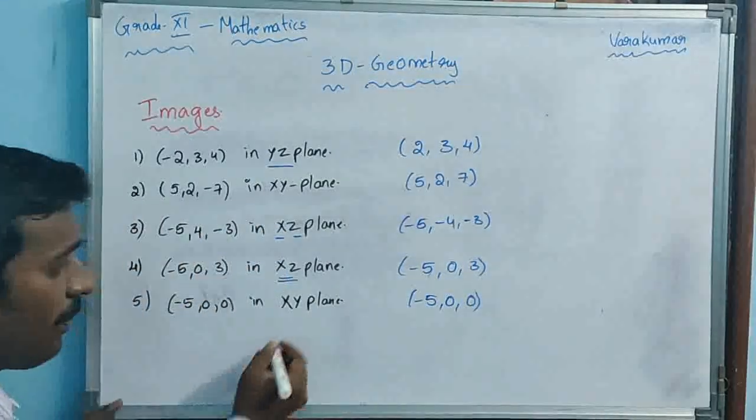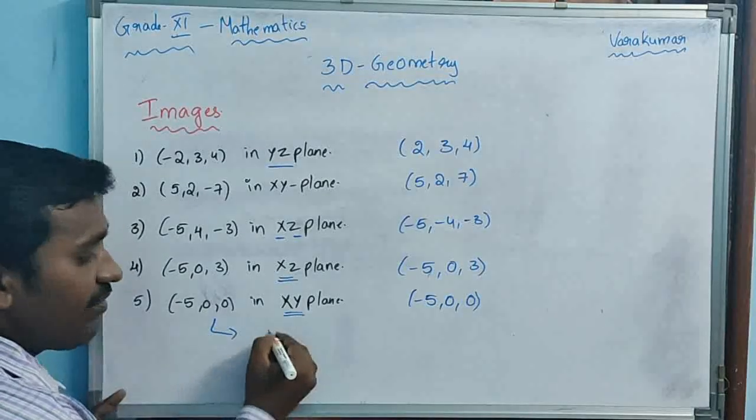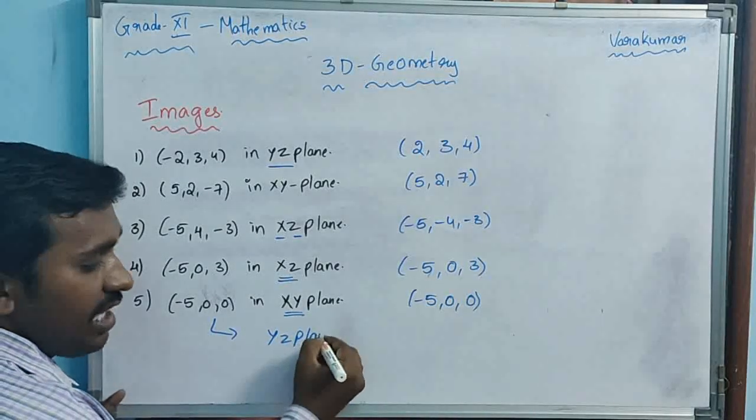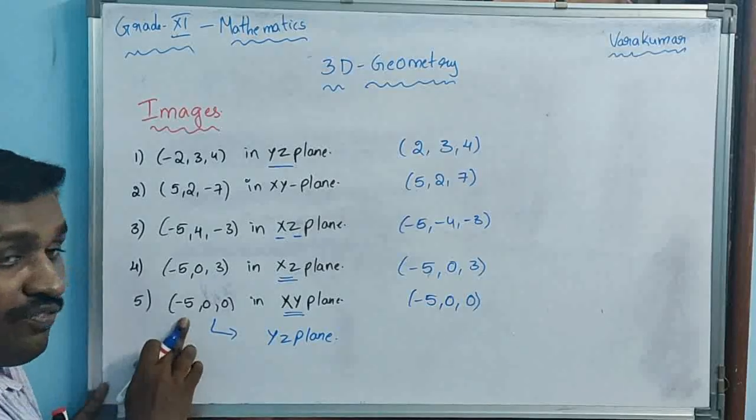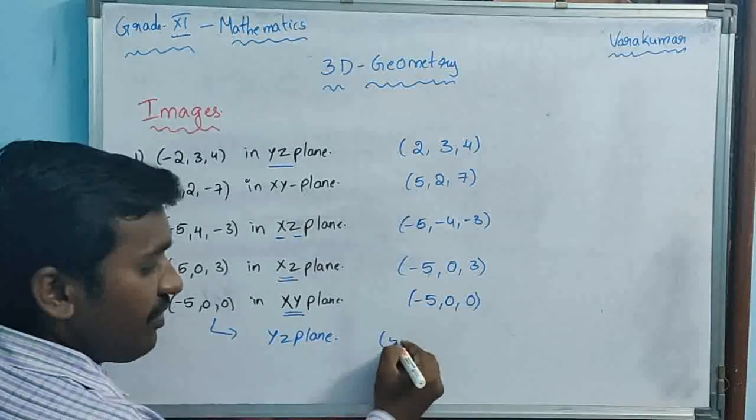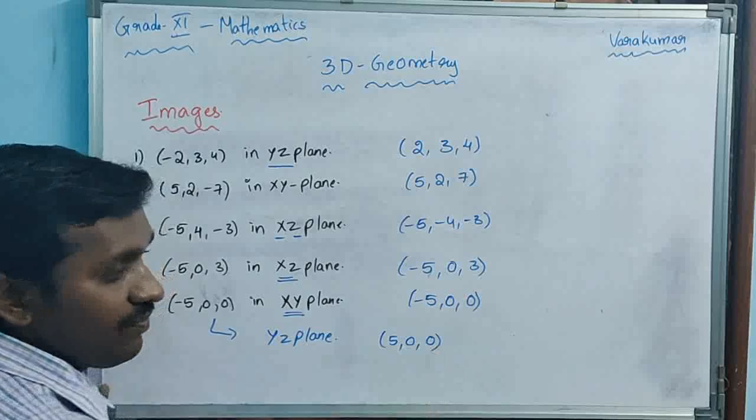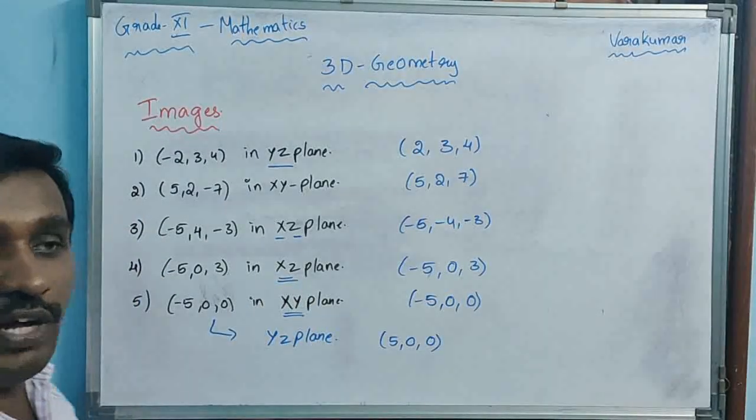Okay, suppose he said the same point in the yz plane. Only the 5 needs to change. So the point will be 5, 0, 0. Okay, now previously we have learned all the octants, right?